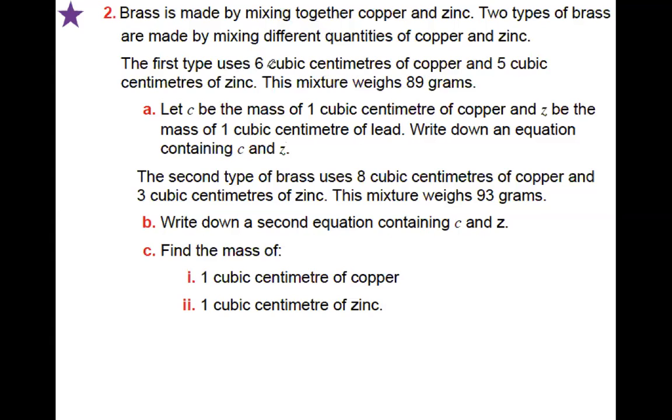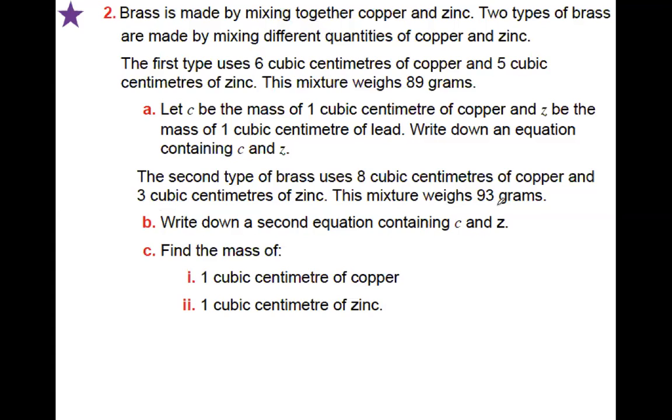Basically I'm just doing 6 cubic centimeters. So C is the mass of 1 cubic centimeter. So 6C plus 5 cubic centimeters of Z is 89. Now the second type is using 8 cubic centimeters of copper and 3 of zinc. So this mixture this time weighs 93 grams. Write down a second equation. So I'll get my 8 times C plus 3 times Z equals 93.